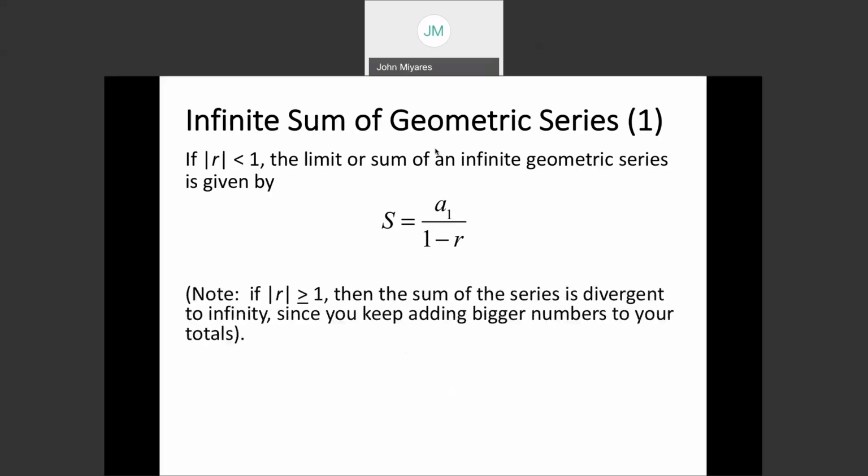Now, if the absolute value of r is greater than or equal to 1, then the sum of the series is going to be divergent, meaning that the sum is going to increase without bound to infinity or possibly negative infinity, since you will keep adding numbers that are bigger and bigger in absolute value to your totals.